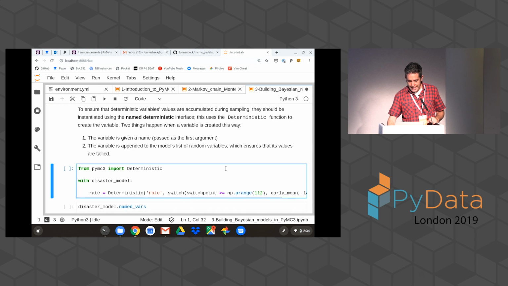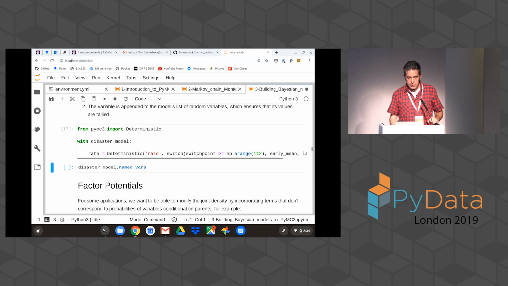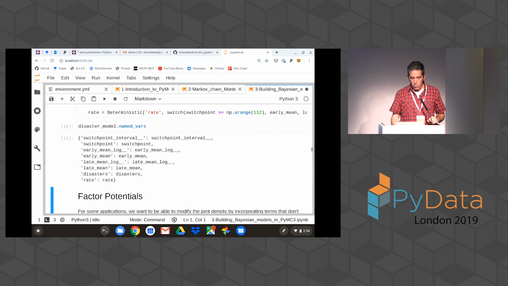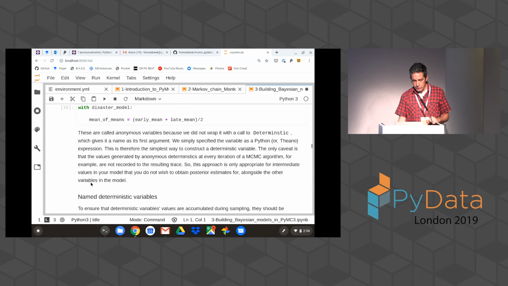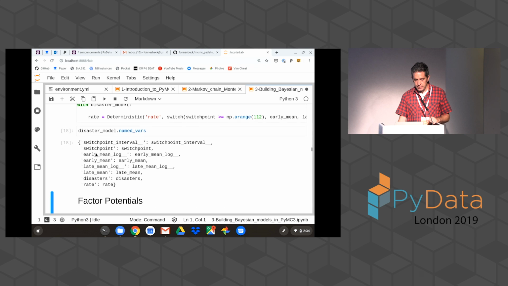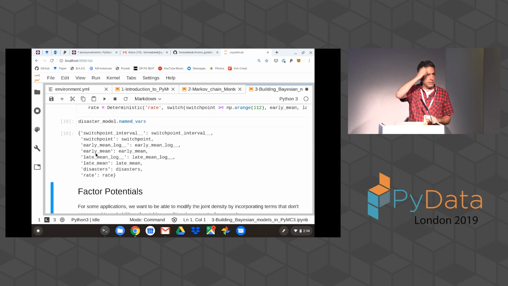Otherwise, we want named values. So we just give it a name. If it's got a name, PyMC will keep track of it. And you can always go in and look at what the named variables are. And you can see here that rate is in here, but this one that I did up here that I skipped over, mean of means, is not, because it's an anonymous value. And you can do as many of these deterministics as you want. It doesn't affect your model, right? Because it's just transforming something. There's no cost to it, essentially.